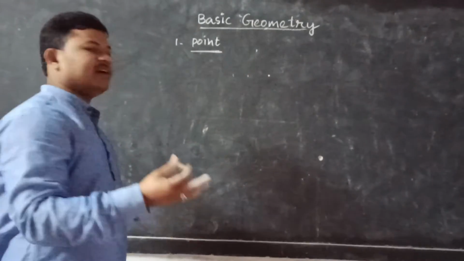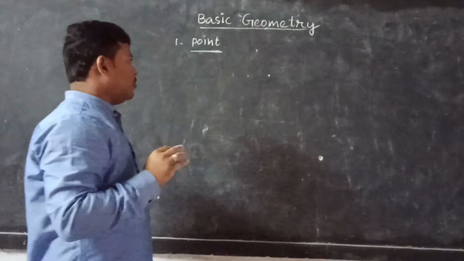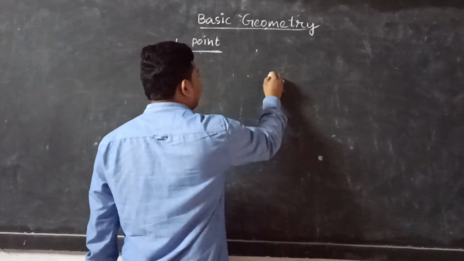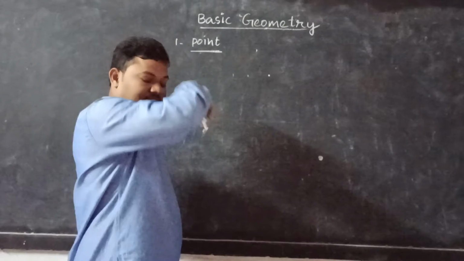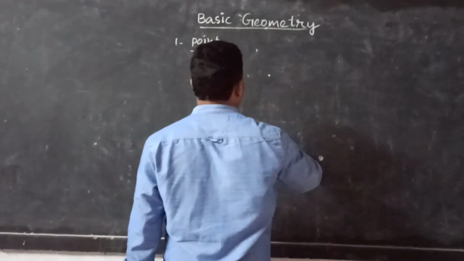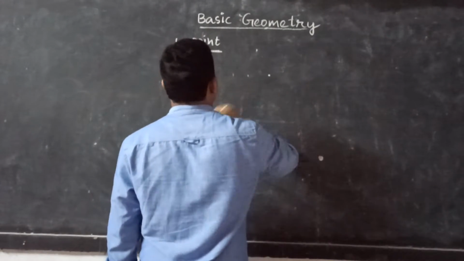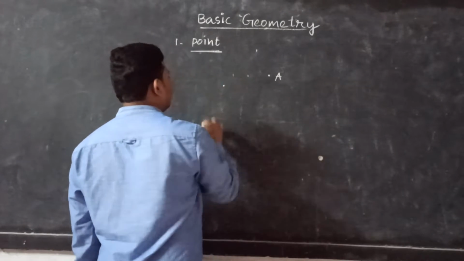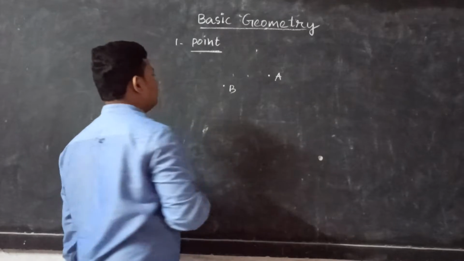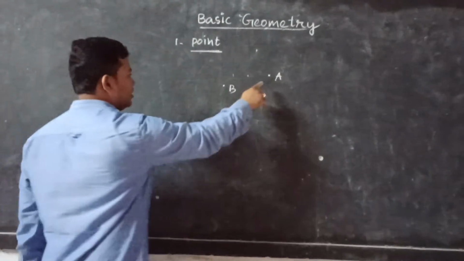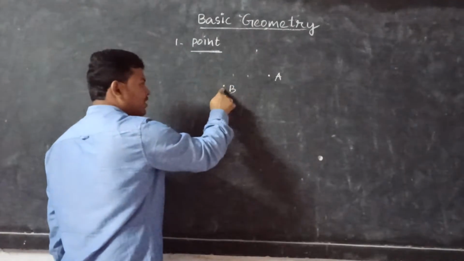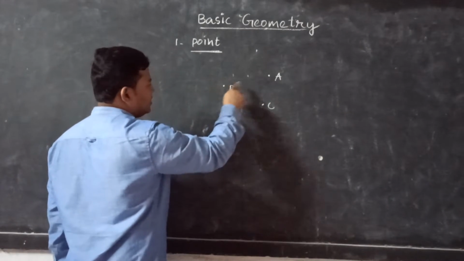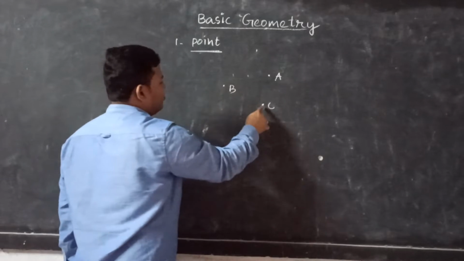If something gives us an idea about a location, that is called a point. And we have to name this point using English alphabets. We use the English alphabets A, B, C, D like this to name these points. That is point A. If we put another dot here, we will name this dot B. That is point A, and this is point B. If you put another dot and name it C, then we have 3 points: point A, point B, and point C.